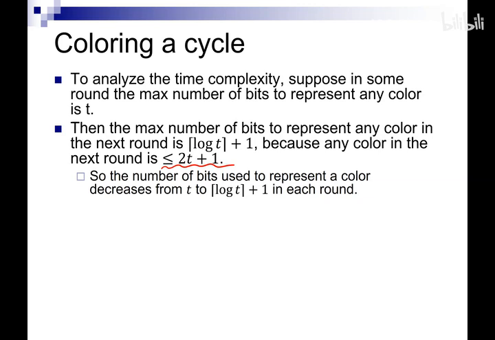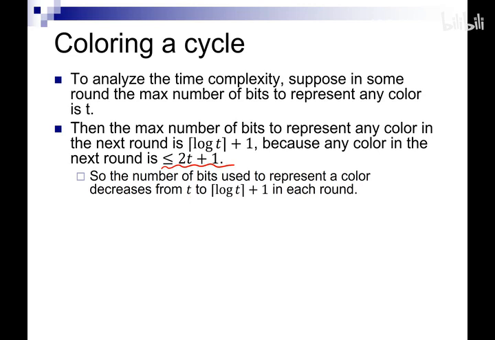And so the maximum number that we need to represent for the next round, the number being the color of a node, is just 2T plus 1. And so the number of bits you need to represent the number 2T plus 1 is just going to be the ceiling of log T plus 1. Okay, so now notice that the number of bits that we're using to represent a color is going to decrease from T to log T plus 1.